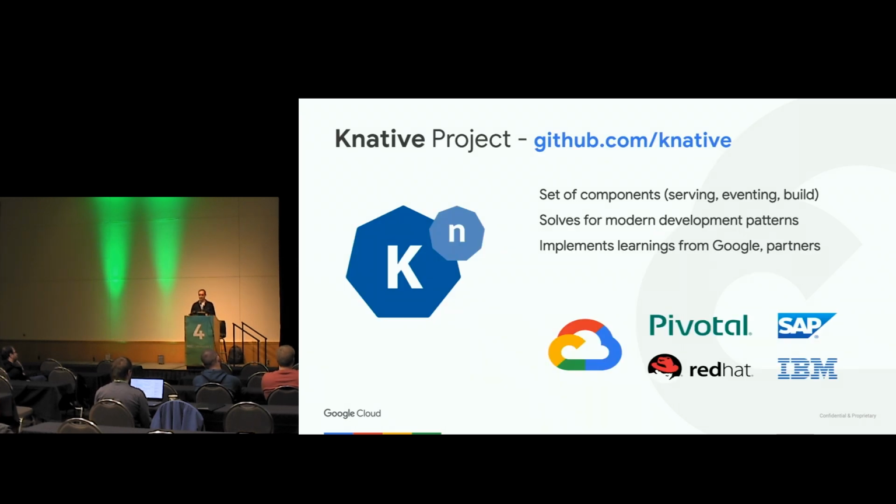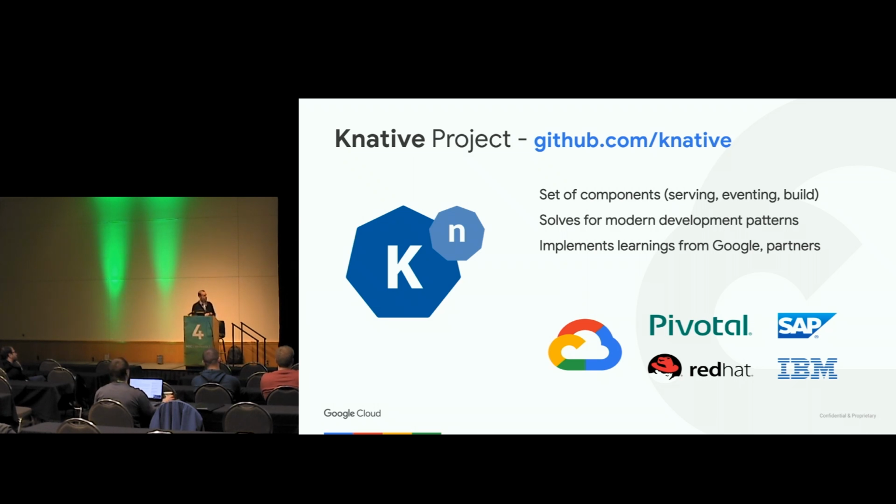Knative is basically a set of components called serving, eventing, and build that gets installed on top of Kubernetes so that you can do serverless. So the application developers can do serverless, but the operators can still use Kubernetes and get the best of both worlds, basically. This started from Google.